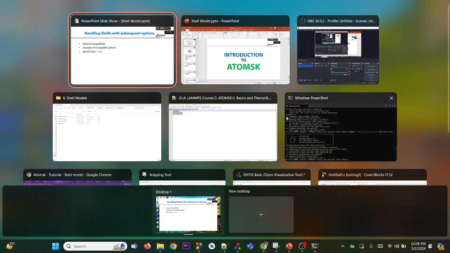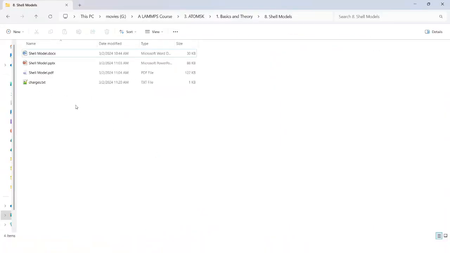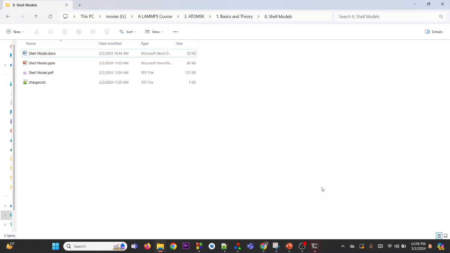Now we will go into the demonstration segment of this video. Firstly, we will start by opening a terminal. Then we will create the rock salt structure.